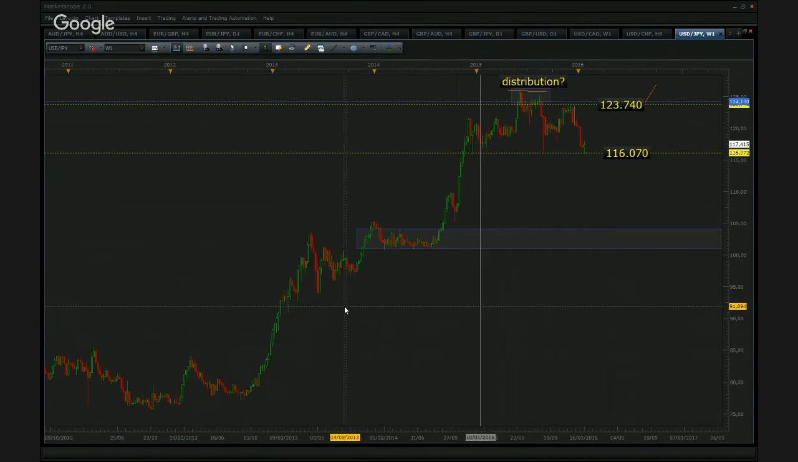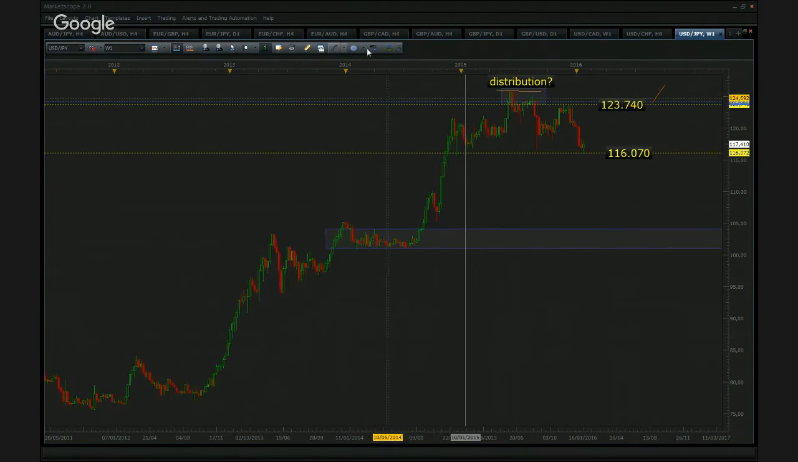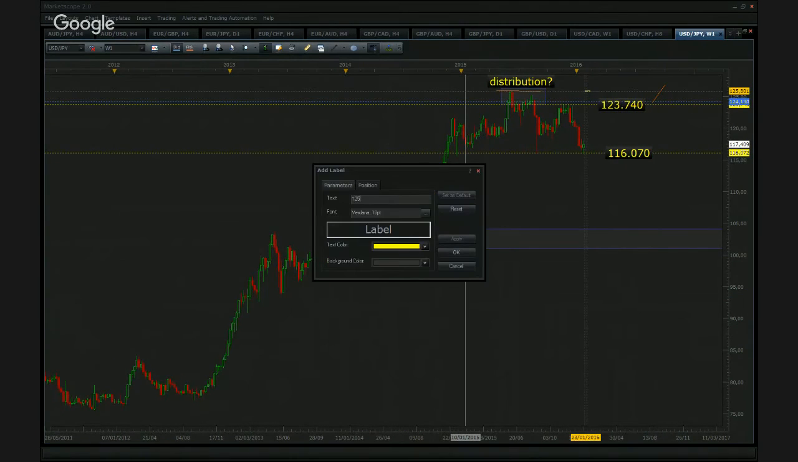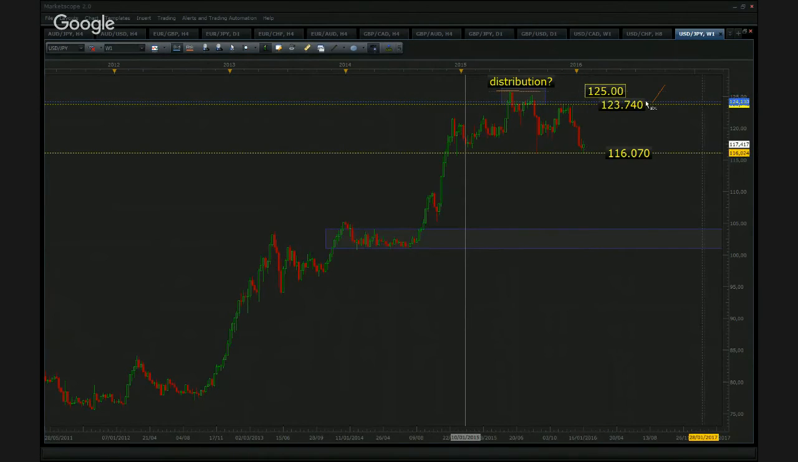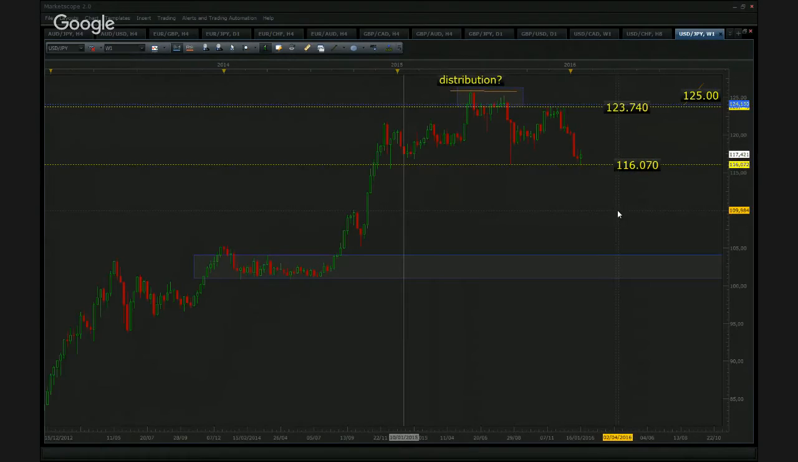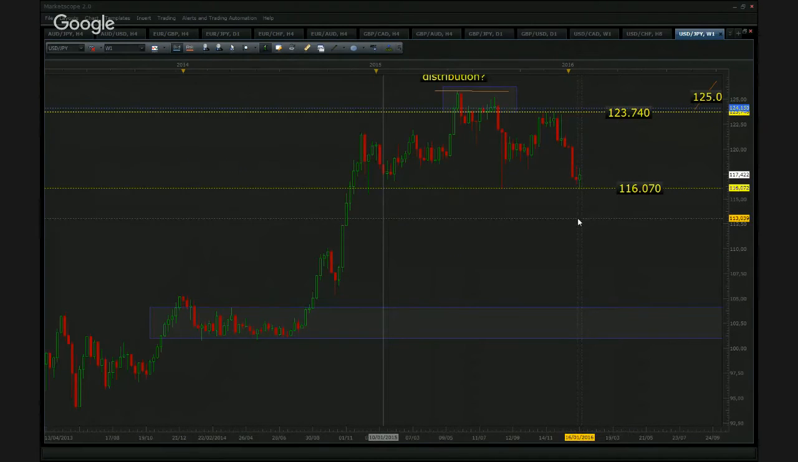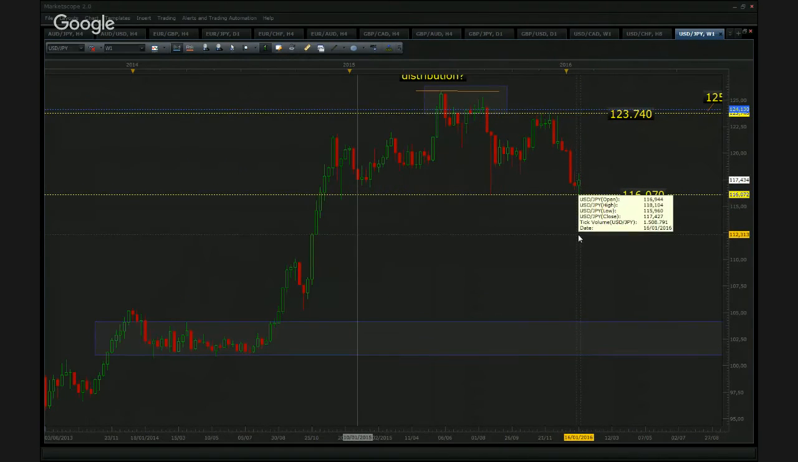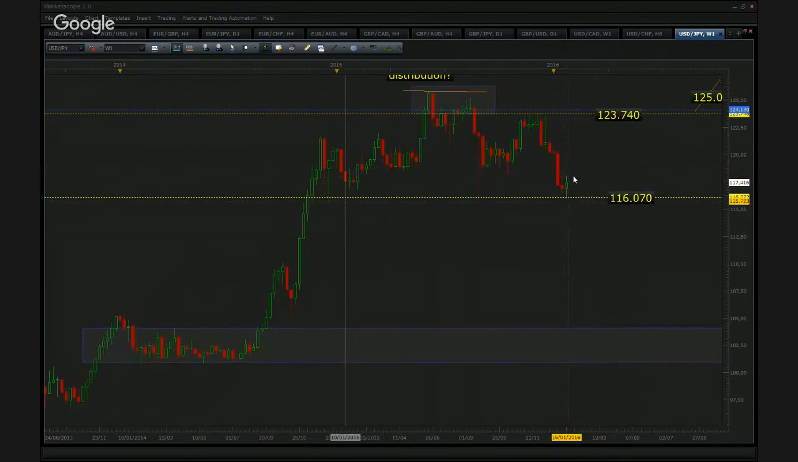So also, I like that this is 125. It's a round number, a psychological number. I like round numbers. They work pretty well. So basically, I'm going to wait right now. We just tested this level 116 today to the pip. Okay, we tested it nearly to the pip. We broke a bit and then reversed. So basically, you want to be aware of these levels. You are going to have a little bit of noise.